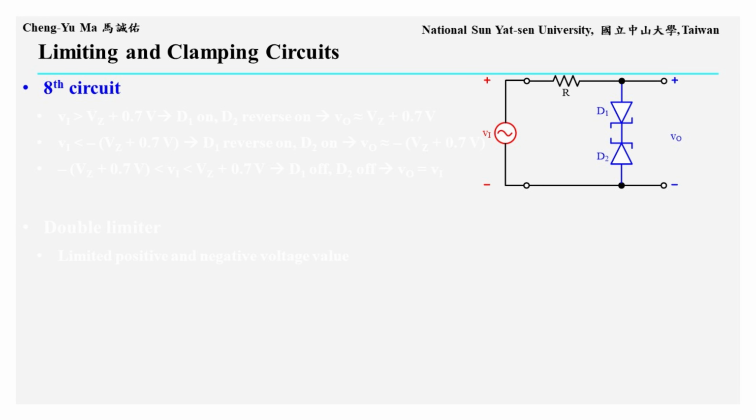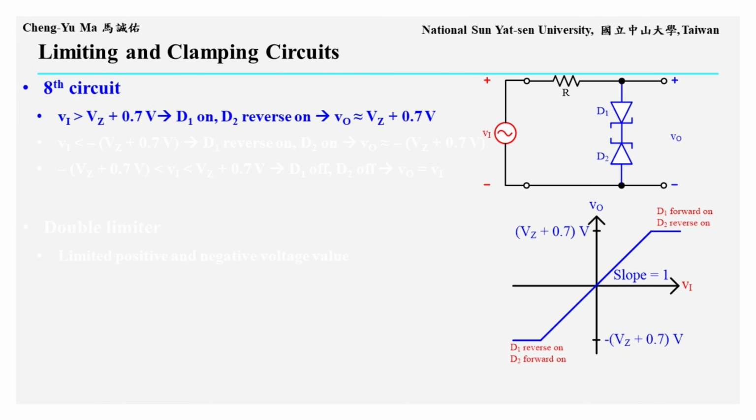Since the two Zener diodes are connected in opposite directions, when one diode is forward biased, the other diode is reverse biased. First, consider the case where VI is positive. D1 is forward biased while D2 is reverse biased. For the diode loop to conduct, D1 needs about 0.7 volts to turn on in the forward direction, and D2 needs about VZ to conduct in reverse breakdown. Therefore, both diodes conduct only when VI is greater than VZ plus 0.7 volts. In this case, the output voltage is clipped at approximately VZ plus 0.7 volts.